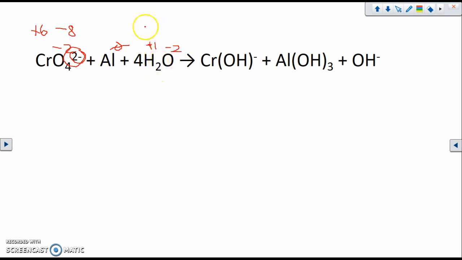2 times 1 is +2. As you can see, the positive and negative numbers are equal. You have to balance that. Here we go. Chromium and hydroxide. So again, the charge, folks, of oxygen is -2. Oh boy, this is going to be very, very confusing here.